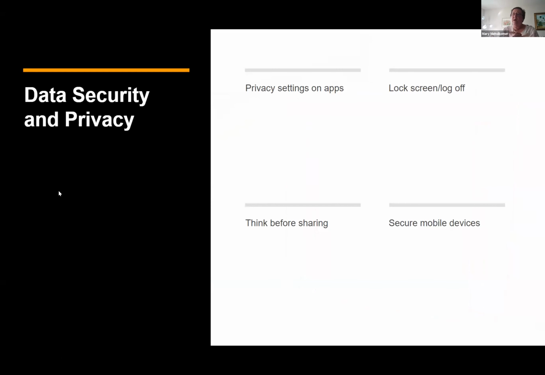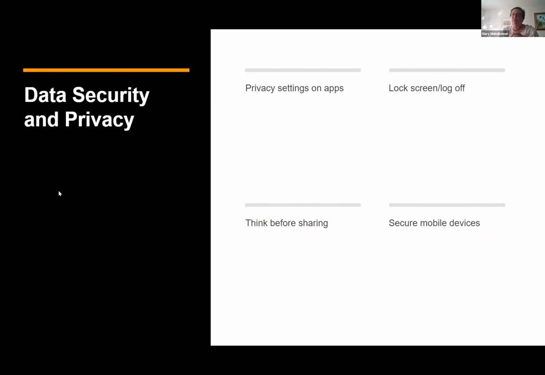And then just some practical data security and privacy things that I share and that are good to remind our students about when we're with them too. For social media, check out those privacy settings on your applications. You can set those up so that you can share just as much or as little about yourself on Facebook and Instagram and Snapchat and whatever else you might be using.